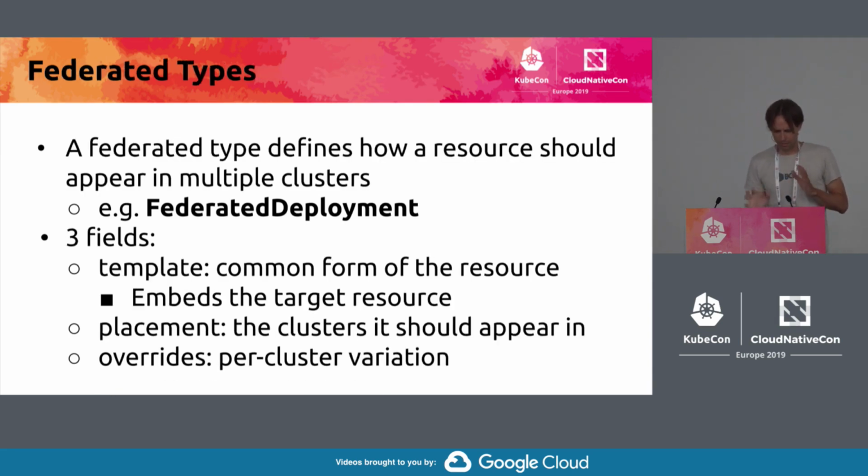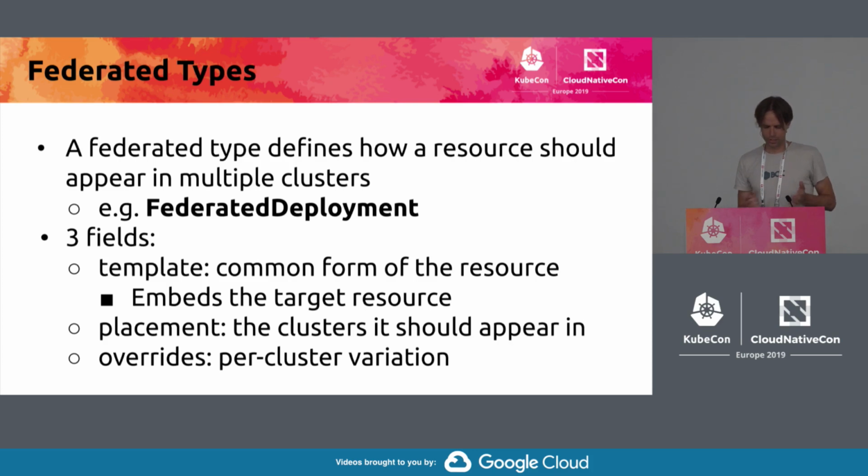So I'll just give a bit of a refresher, because Irfan sort of alluded to this, but a federated type consists of three fields: the template, which defines the common form of the resource that you want to exist in however many clusters. It defines the placement, which clusters that resource should appear in. You can define placement both explicitly via cluster name. And when I say cluster name, I really mean the name of a CubeFed cluster that we created with join. And you can also use a label selector.